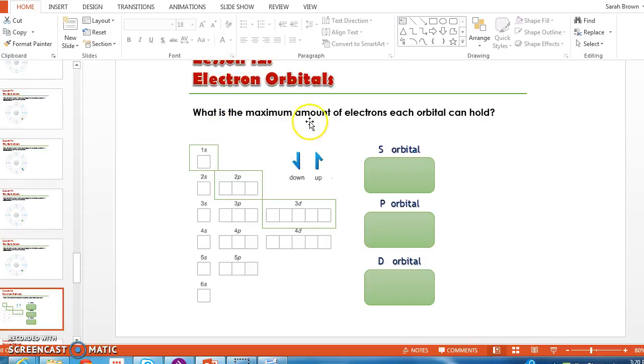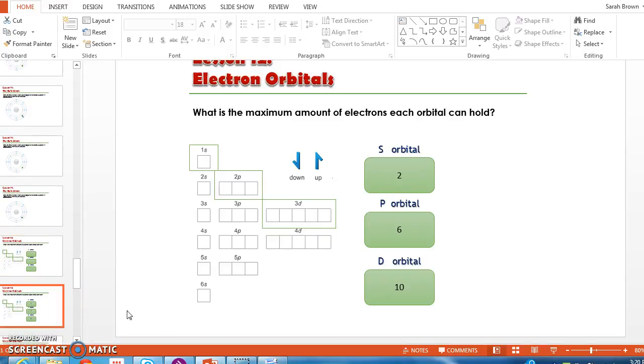What is the maximum amount of electrons each orbital can hold? So for an s orbital, a p orbital, and a d orbital, what's the maximum amount of electrons it can hold? An s orbital can hold 2 electrons, a p orbital can hold 6 electrons, and a d orbital can hold 10 electrons. And if you look here, here's an s orbital, it has 1 box.